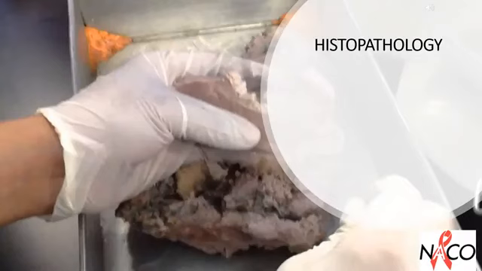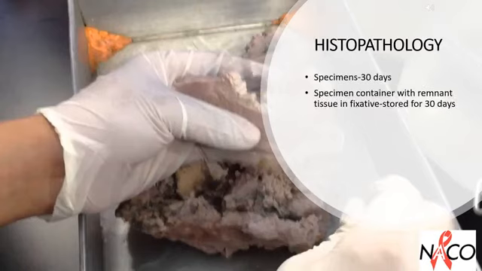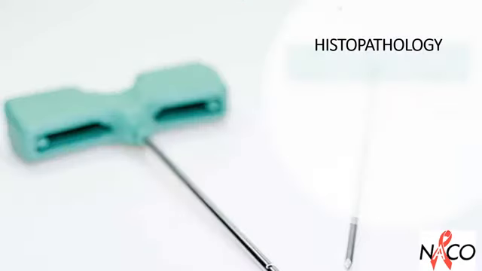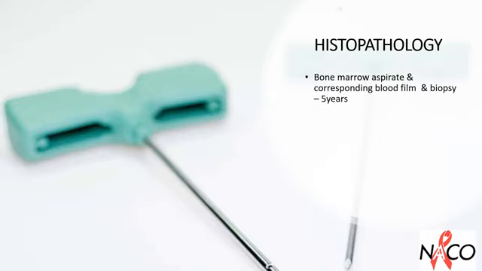Section: Histopathology. Specimen should be kept for 30 days. Specimen container with remnant tissue in fixative should also be stored for 30 days. Slides and blocks for histopathology should be kept for 10 years. Bone marrow aspirate and corresponding blood film and biopsy should be kept for 5 years.